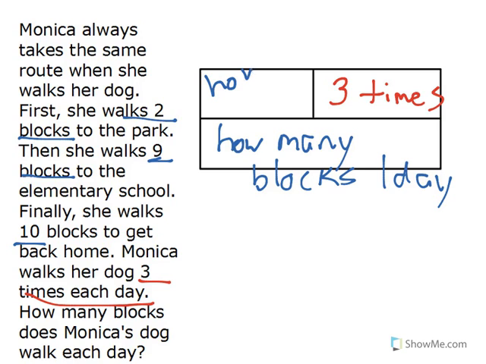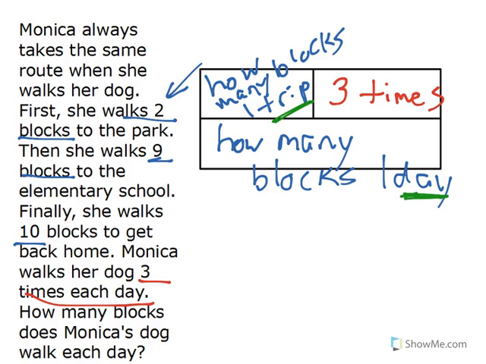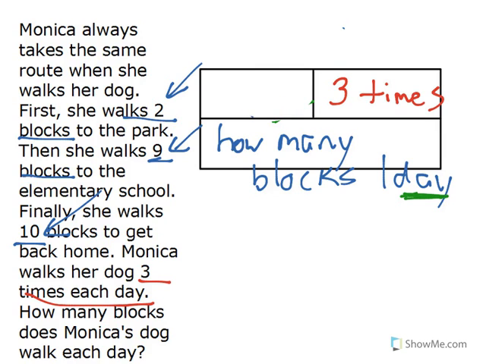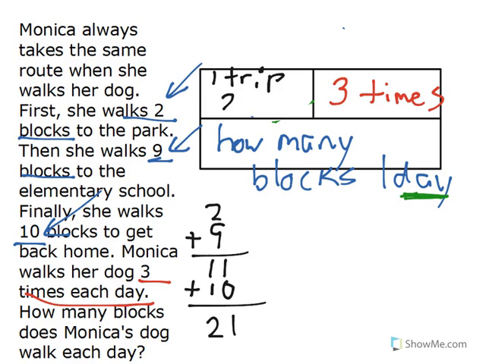So this part is how many blocks in one trip. So the very little difference is here we're focused on just one trip, whereas here we're focused on the whole day. So let's start with what we can figure out. We know that she walks 2 blocks, 9 blocks, and 10 blocks. I need to figure out how many blocks she makes in a trip. So I'm going to take 2 and 9 and 10 and do what to those 3 numbers? That's correct. I'm going to add them. So 2 plus 9 would be 11. And then add 10 to this, that would give you 21. So in one trip, she walks 21 blocks.